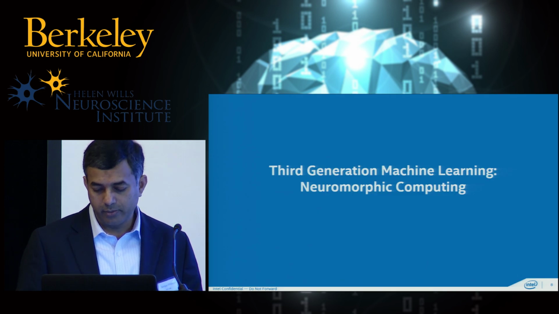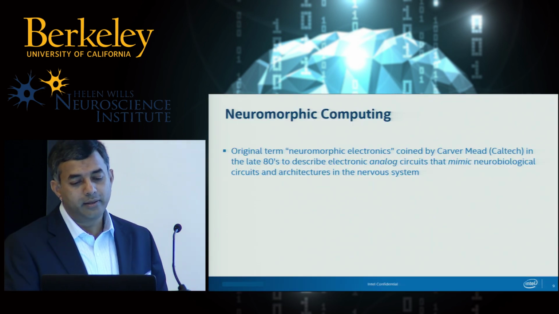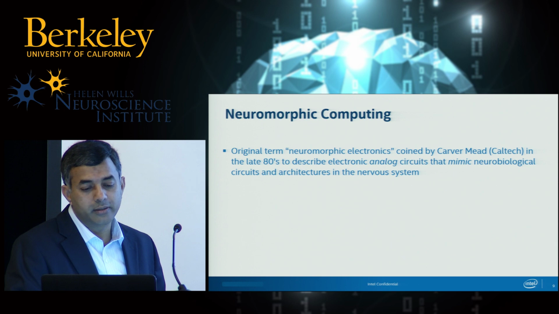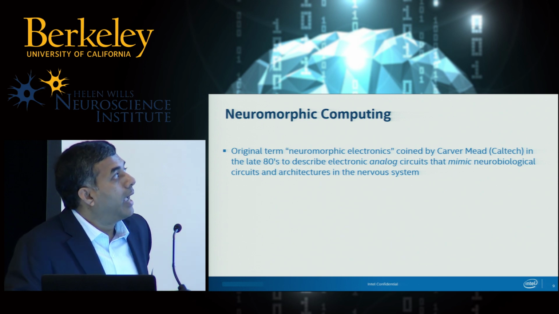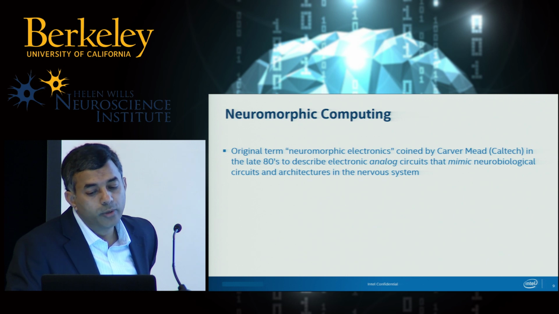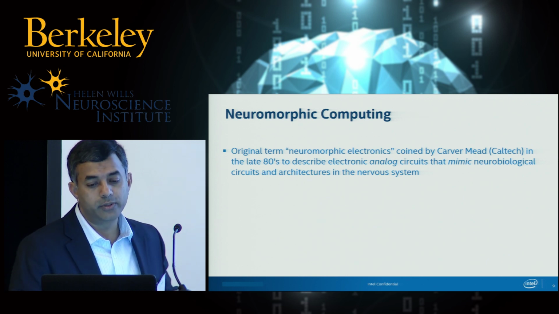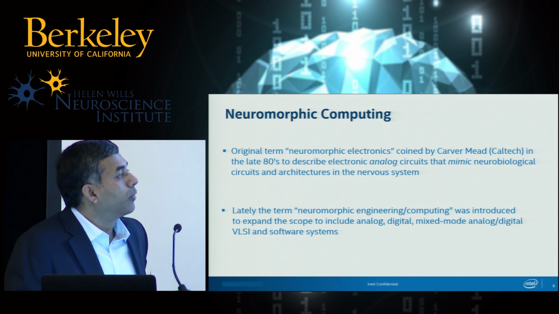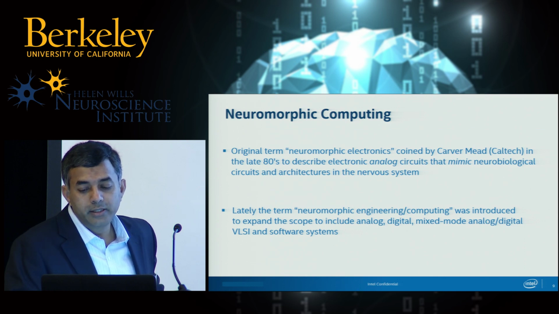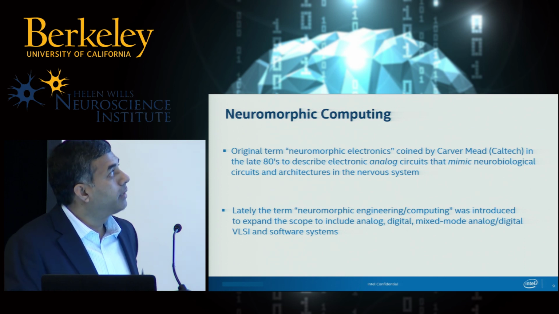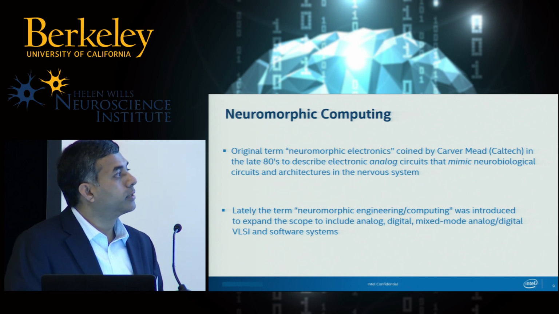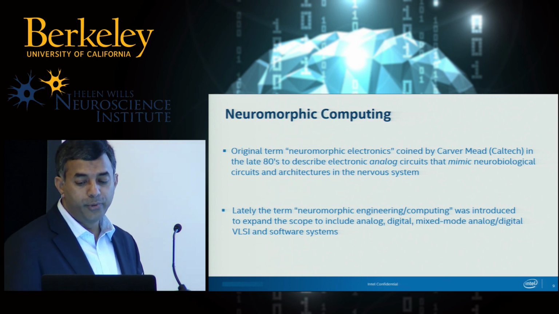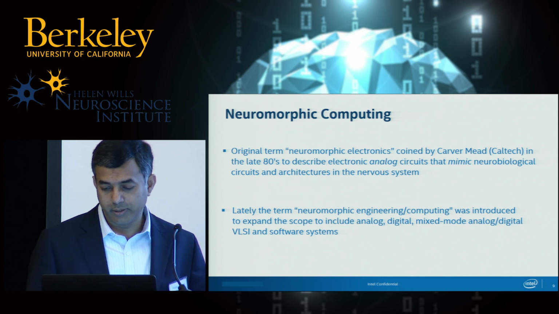Okay, now let's look at what I call the third generation. The term neuromorphic computing was originally coined by Carver Mead at Caltech in the late 80s to describe analog circuits that mimic neurobiological architectures in the nervous system. That term later morphed into neuromorphic engineering/computing, which was introduced to expand the scope from just analog circuits to also include digital, mixed-mode analog-digital VLSI, and also software systems. And so neuromorphic computing today would encompass all these different ideas.